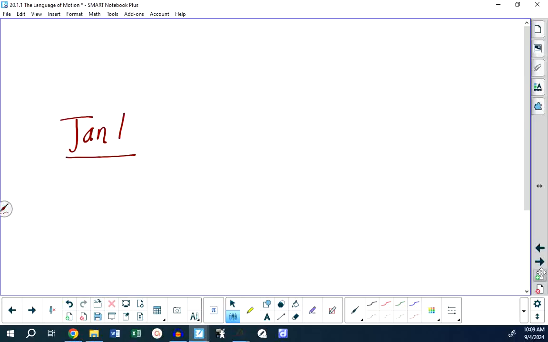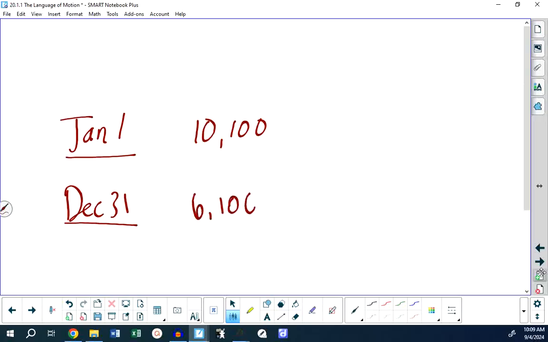At the beginning of the year, on January 1st, I have an investment fund that has $10,100 in it. And it's a fluctuating fund. It's not guaranteed interest. My bank invests the money in different markets, and if it goes up, I get money, and if it goes down, I lose money. And if on December 31st, at the end of the year, I have that much money, what do I have? Other than a really sinking feeling, what I have is a loss of $4,000.